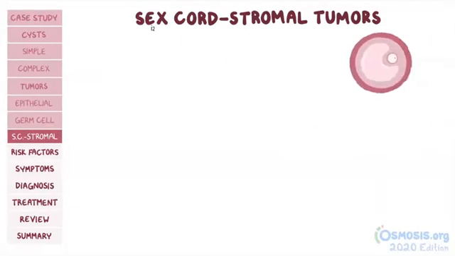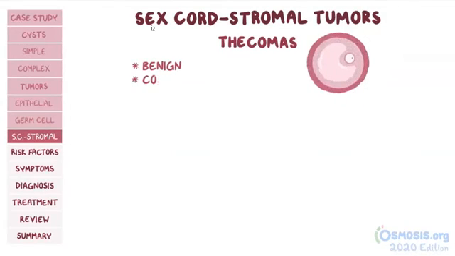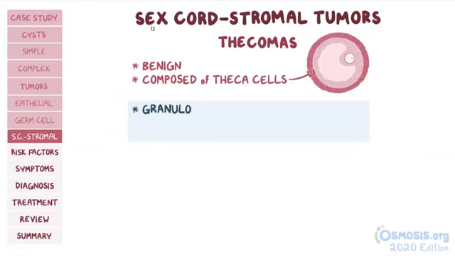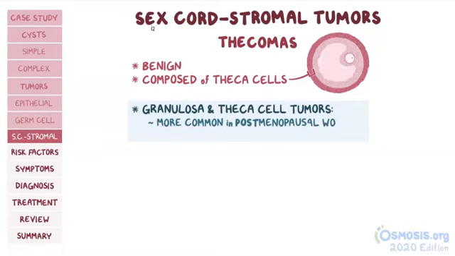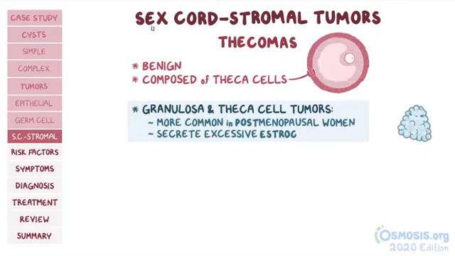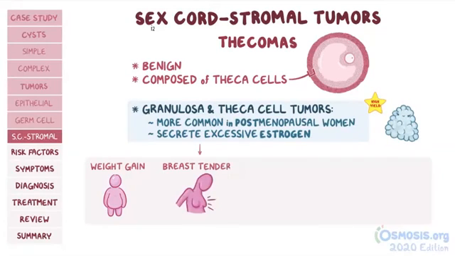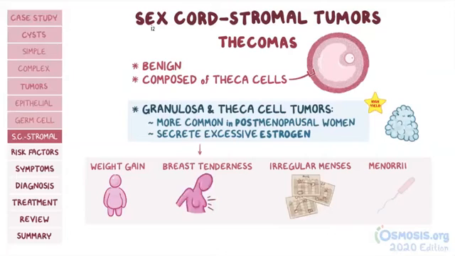Theca cell tumors, or sarcomas, are benign tumors composed of theca cells. An extremely high-yield fact is that both granulosa and theca cell tumors are more common in postmenopausal individuals and can secrete excessive estrogen. So these tumors are associated with signs of estrogen excess, like weight gain, breast tenderness, irregular menses, and heavy menstrual bleeding, or menorrhagia.